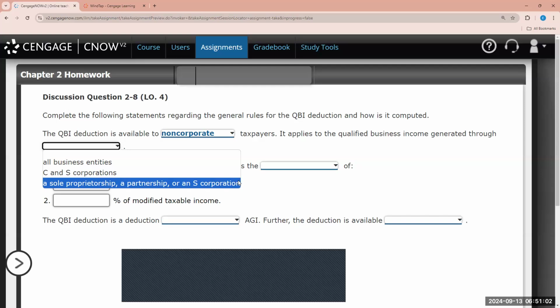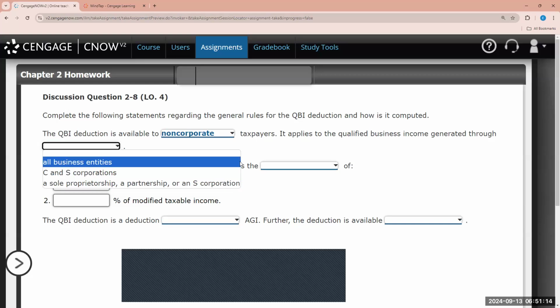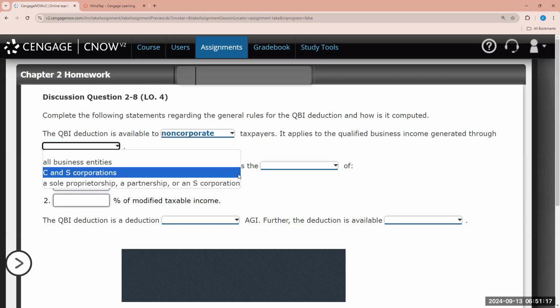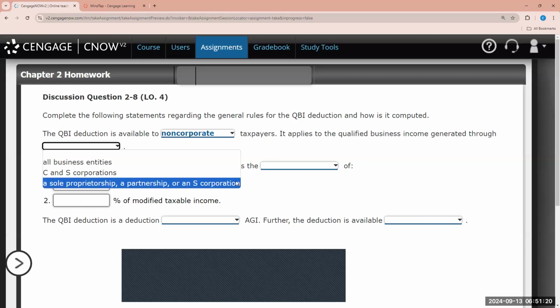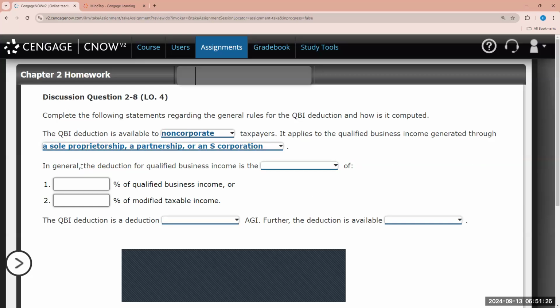Again, the goal for the tax reform in 2017 was to lower the federal income tax rate for C corporations, but not all businesses operate as a C corporation. So that is why all business entities is incorrect. C corporation and S corporations are incorrect. The correct answer is a sole proprietorship, a partnership, or an S corporation. So in general, as we just read, at the very basic level, the deduction for qualified business income is the higher, no, the lesser of 20% of qualified business income or 20% of modified taxable income.